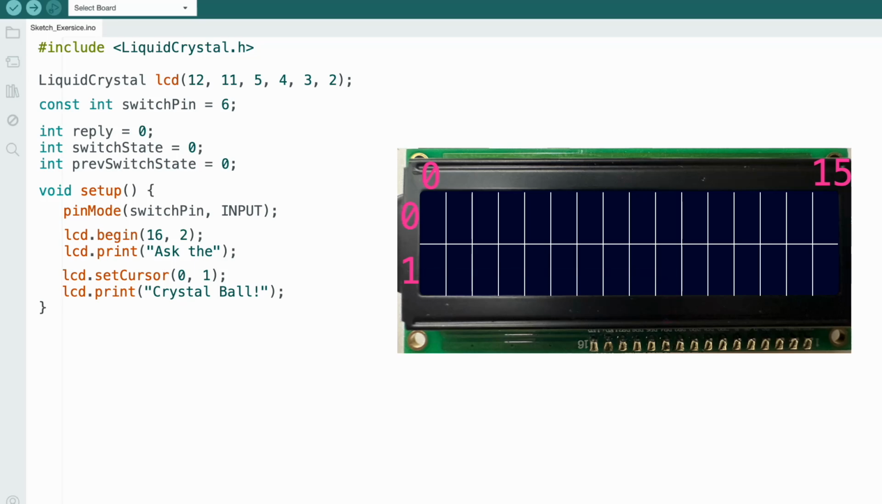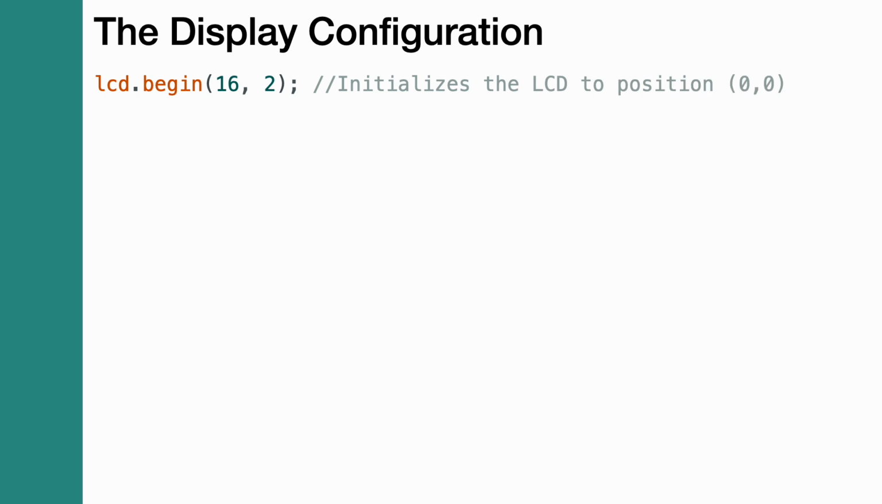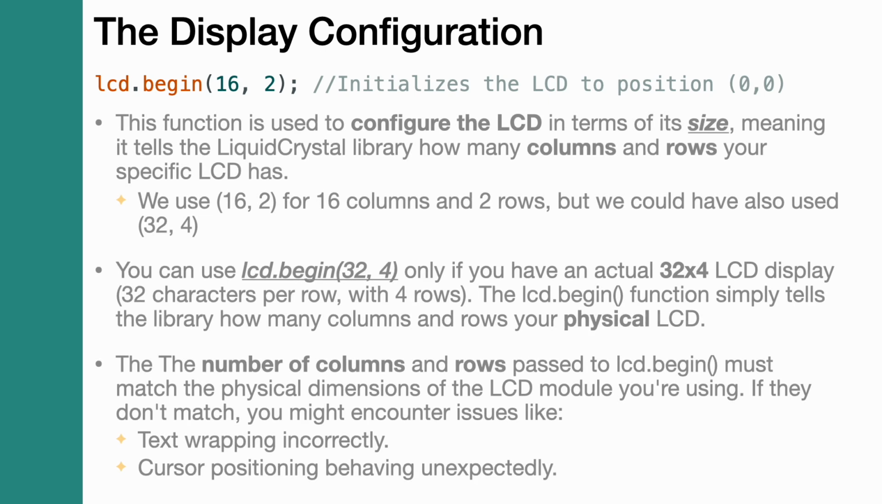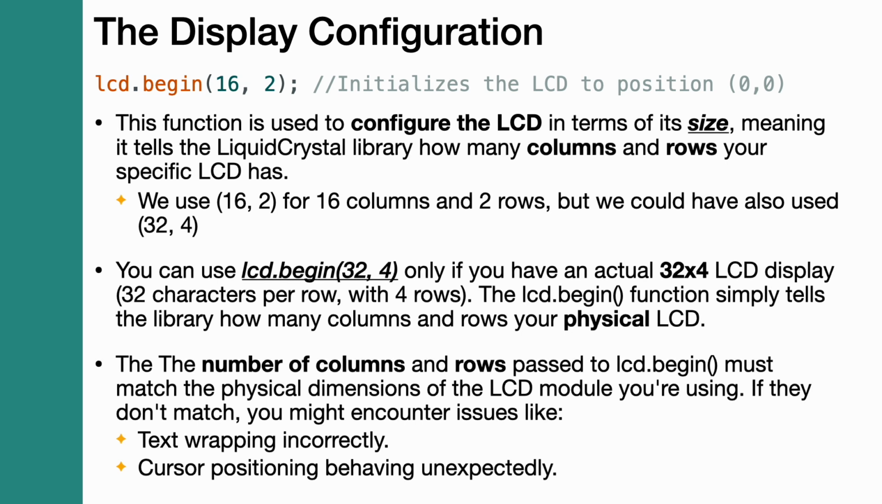Okay. All right. So with this begin method, we spoke about we have 16 and 2, and it positions it at 0, 0. But realistically, what this is actually doing is just telling the Liquid Crystal library something about your hardware. If you had a piece of hardware that had 32 columns and 4 rows, you would set up the begin with 32, 4, right? It would be a different number. But our piece of hardware has 16 and 2.